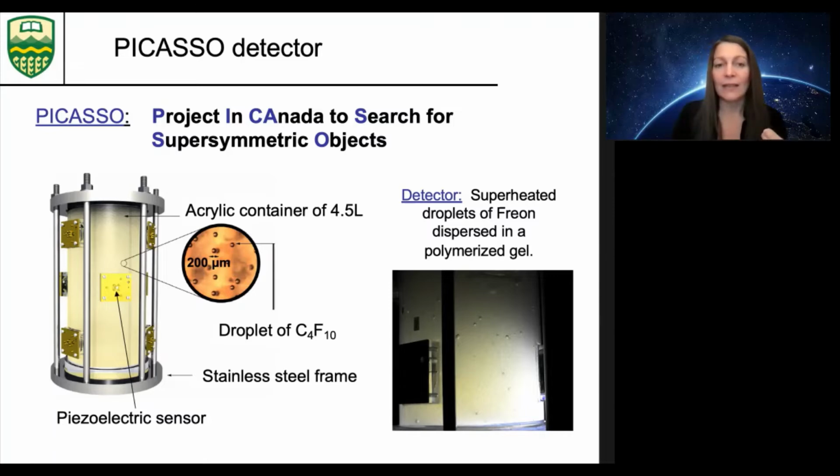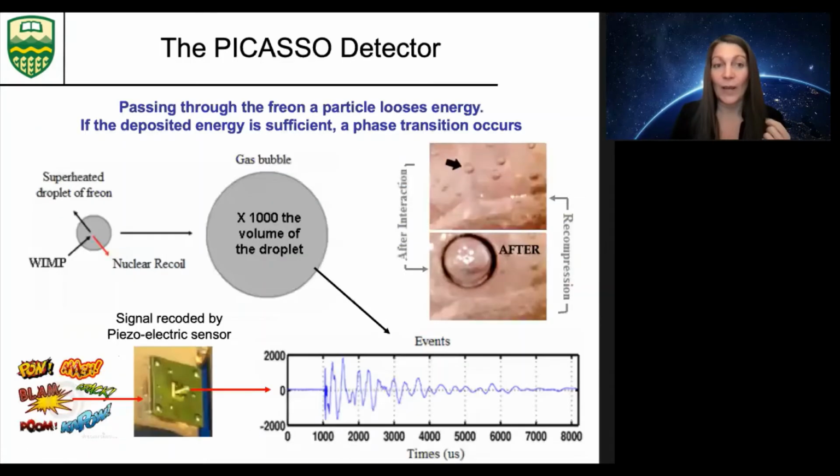And what does it mean? In fact, that means that when a particle deposits enough energy in this liquid droplet, it creates a phase transition from the liquid state to the gas phase. So you can see in this nice diagram, here you have a droplet, and after the interaction, you have a bubble formed. And once this bubble forms, it creates an acoustic sound that is recorded by the piezoelectric sensor. And you have here a clear signal.